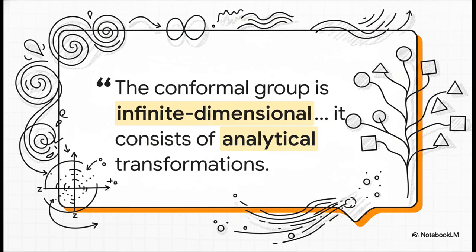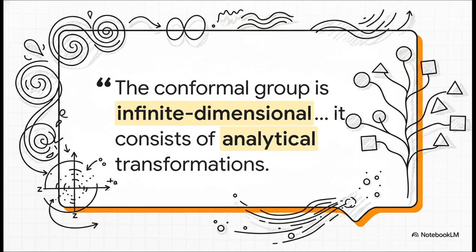Now, what's really interesting here is how the authors understate this beautifully in their paper. They write, "The situation is somewhat better in 2 dimensions. The main reason is that the conformal group is infinite dimensional in this case. It consists of the conformal analytical transformations." Honestly, "somewhat better" is a massive understatement.